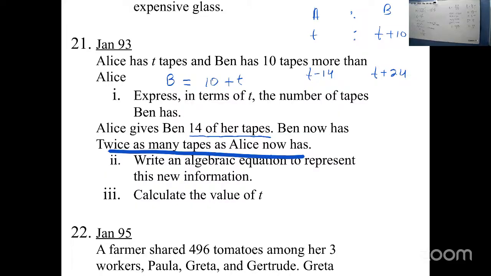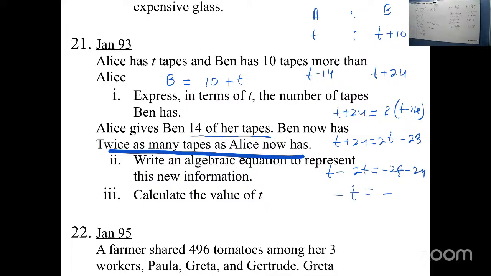That's okay? So therefore, Ben has T plus 24, which is 2 times what Alice has. Alice has T minus 14. So that would be T plus 24 is equal to 2T minus 2 by 14, which is 28. You'll see that? So now bring all the T's together. I'll get T minus 2T is minus 28 minus 24, which is minus 52.